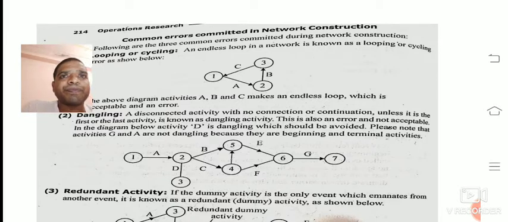The second one is dangling. Dangling means a disconnected activity with no connection or continuation. Here it is activity D, 2 to 3, which has no connection. It is disconnected from the network diagram, so this is also one type of error.